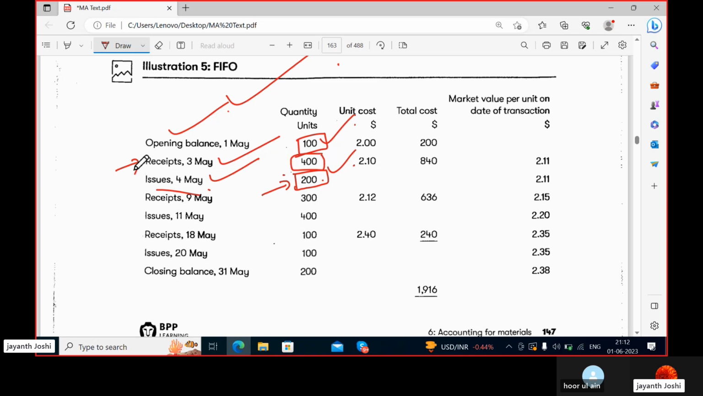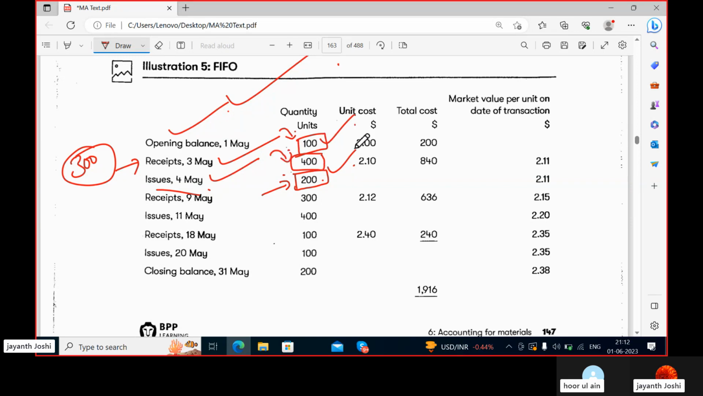So you are left over with how many units here? 300, correct or wrong? See, you have to sell 200 units to customers. That is the order you have. To fulfill that order, you can use these 100 units which you bought first. This is FIFO, first in, first out: this was first in, this will be first out. Then the rest of the 100 units you will be taking from this lot.